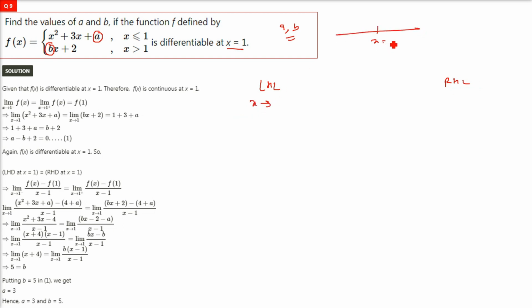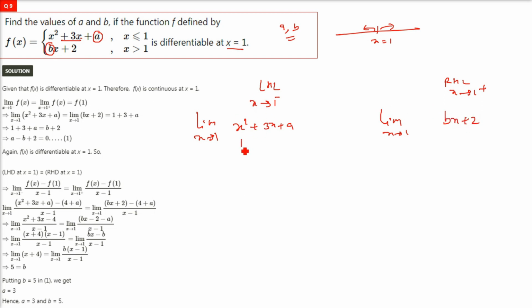So this is x equals to 1. And we just go a bit backwards and a bit forward. So x tends to 1 minus, x tends to 1 plus we'll do. So we have to use the function x square plus 3x plus a when we are going backwards to 1, and when we go just ahead of 1 we have to use bx plus 2. That is the only thing which you need to keep in your mind. So limit x tends to 1 plus, we have to use bx plus 2 here.